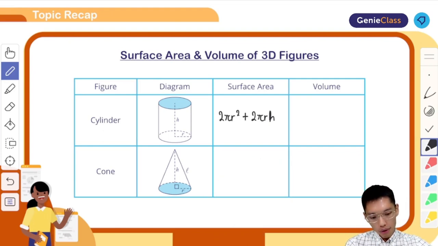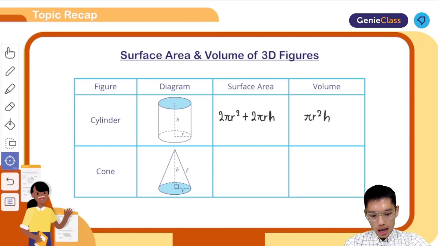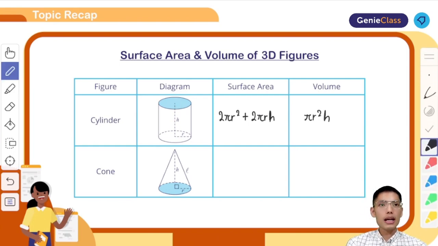Next one, volume. We have our base area, which is a circle, pi r squared, and the h. We call the radius r, height h. Following up nicely, we have a cone. Now, does anybody recall the surface area of a cone?